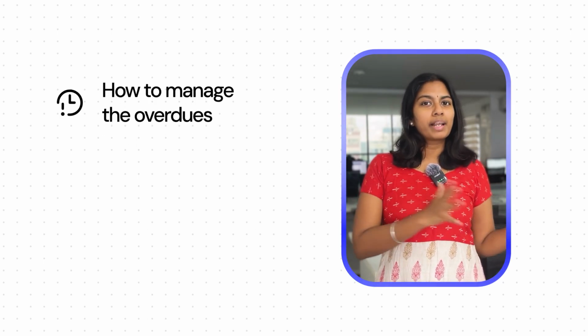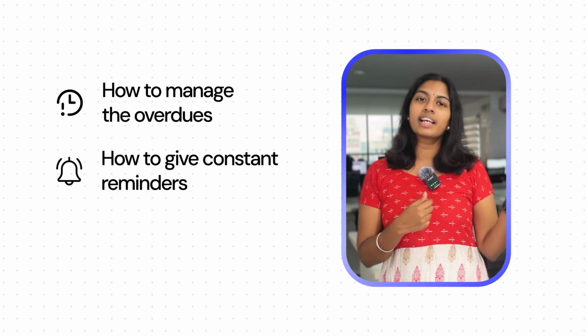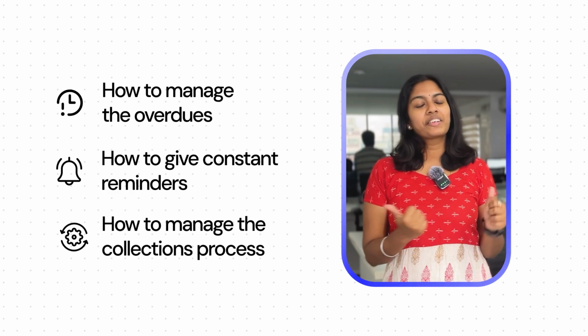In the previous video, we were seeing about the extensive sales process, and in today's video, we're going to see about the Dunning Wizard. Basically, the Dunning Wizard deals with how to manage the overdues, how to give constant reminders, and how to manage the collection process. Let's get into the video.